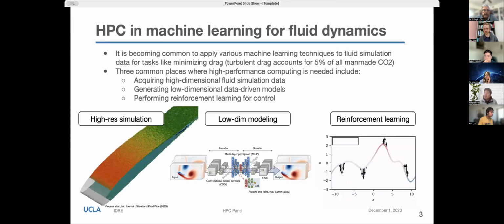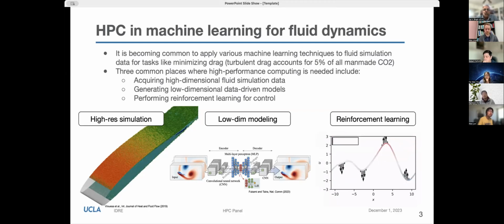So I'm going to just talk about ways in which we use computation for machine learning and fluid dynamics. The motivation for this work is that large amounts of energy are lost due to turbulent drag. 5% of all man-made CO2 is from turbulent drag. And so it's become common to use machine learning with high-resolution fluid simulations in order to try and mitigate drag, among many other sorts of tasks that we're interested in.